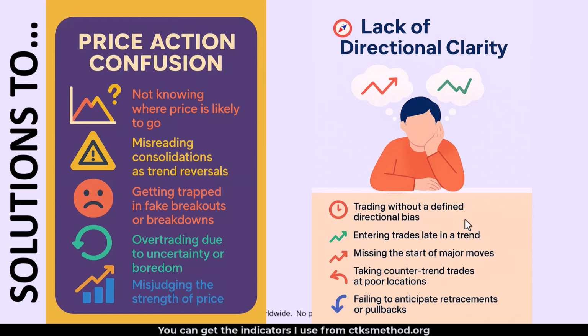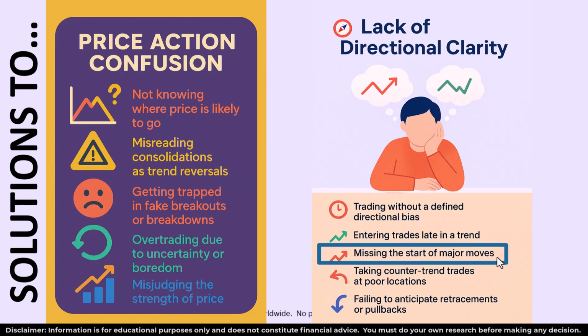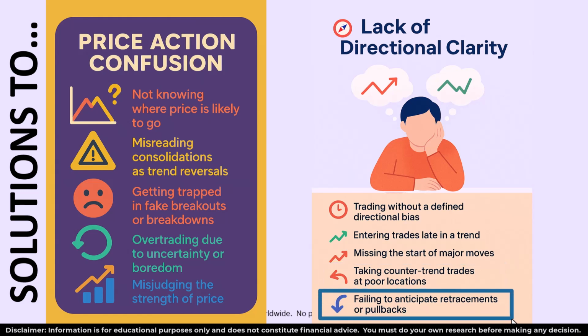It's very easy for people to buy at the top, entering trades late in a late trend. It's very easy for people to miss the start of major moves. Structure solves these problems. Taking counter-trend trades at poor locations is something that happens very often, and failing to anticipate retracements or pullbacks is probably one of the greatest curses facing pretty much the vast majority of investors and traders. Again, it's all solved with structure.